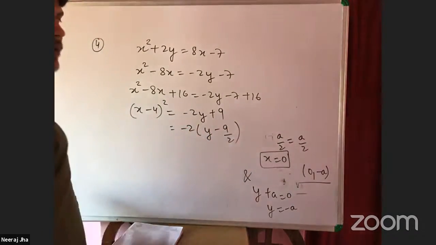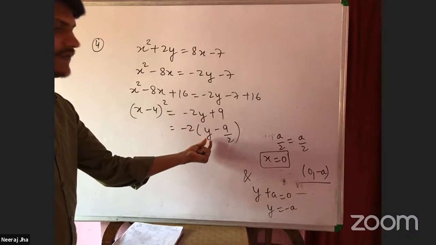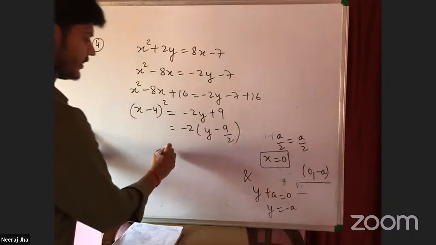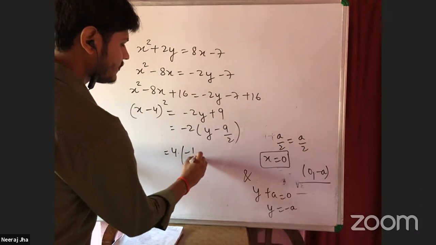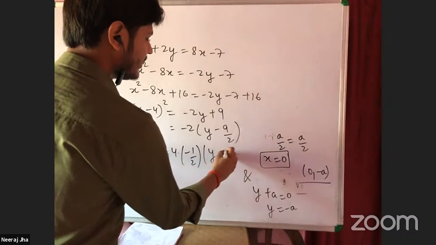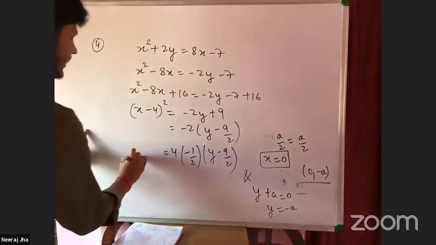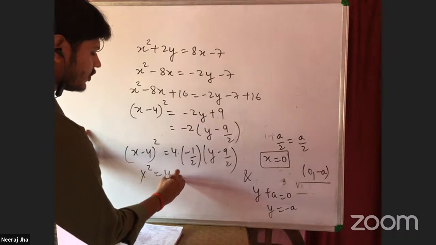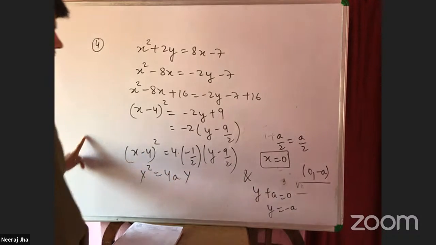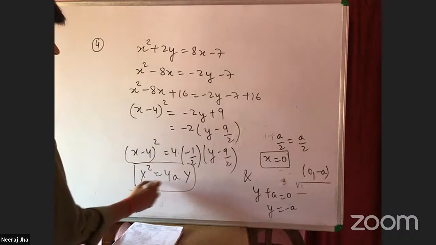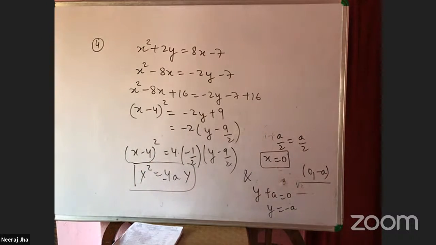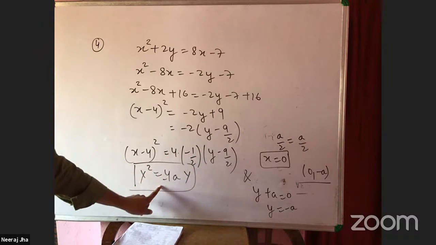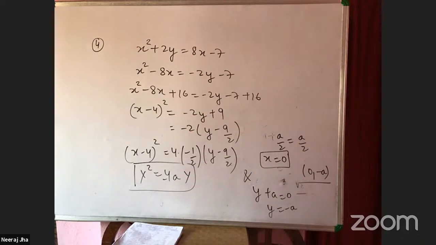Why am I taking minus common? See, here the coefficient of y should be 1, and here also the coefficient of x should be 1. Alright, so this is 4 into minus 1 by 2 into y minus 9 by 2, and x minus 4 whole square. So this is capital X square is equal to minus 4aY, this type of equation. This is minus 1 by 2. You can take a as minus 1 by 2, or take minus common and write it like minus 4aY.